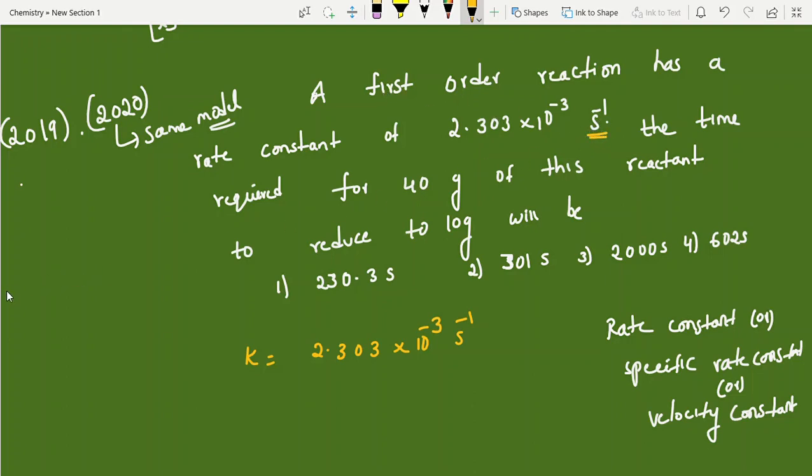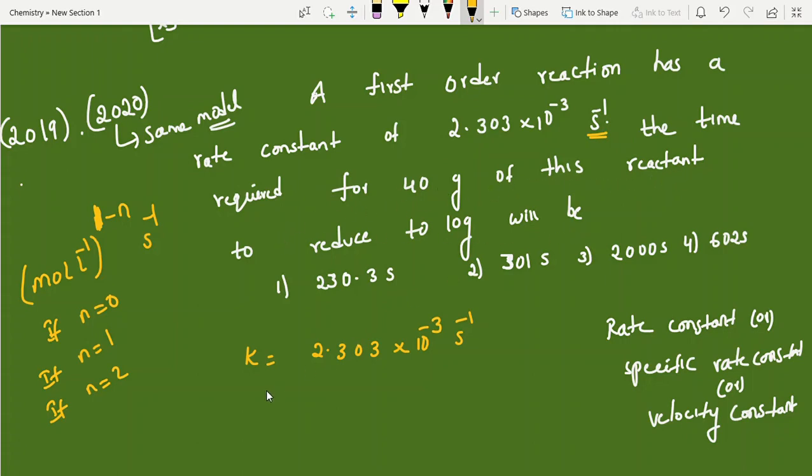How to calculate units? Mole liter inverse to the power 1 minus n, second inverse. If n equal to 0, zero order unit. If n equal to 1, first order unit. For order n, you will get units like this. Here second inverse means first order. The time required for 40 grams of this reactant to reduce to 10 grams will be.